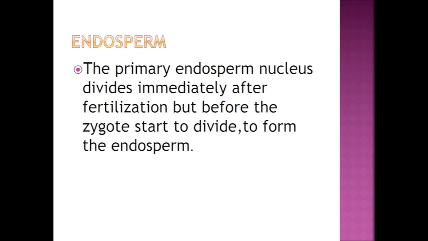So, this is endosperm. The primary endosperm nucleus divides immediately after fertilization, but before the zygote starts to divide, to form the endosperm. So, the primary endosperm nucleus divides first. Then after fertilization, the zygote starts to divide. So, another form of endosperm.